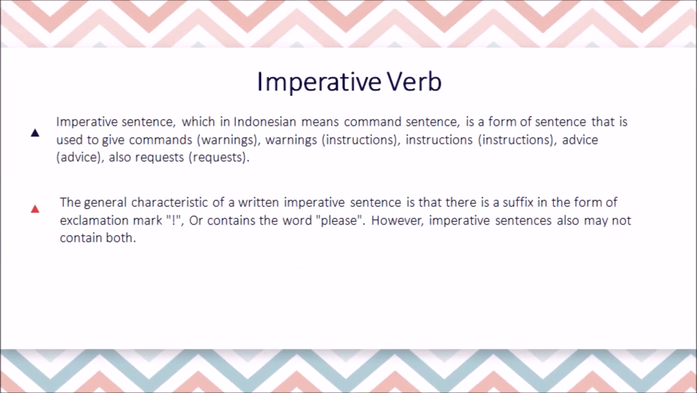Imperative verb. An imperative sentence, which in Indonesian means command sentence, is a form of sentence that is used to give a command, warning, instruction, advice, and also a request. The general characteristic of a written imperative sentence is that it has a suffix in the form of an exclamation mark or contains the word please. However, an imperative sentence might also not contain both.